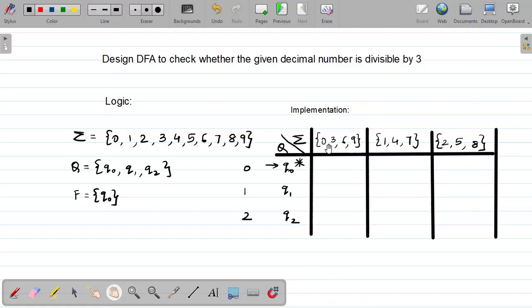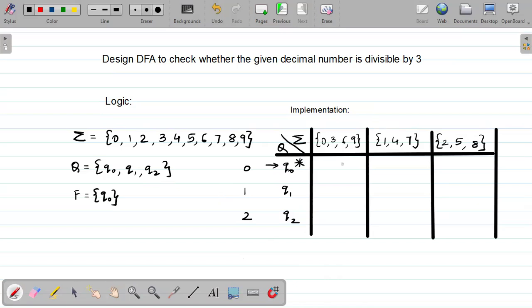So we have combined 0, 3, 6 and 9. If you see these numbers, when we divide them by 3, the remainder is 0. 1, 4, 7, when you divide these by 3, the remainder is 1. 2, 5, 8, when we divide by 3, the remainder is 2. So now we will see how to draw the table.